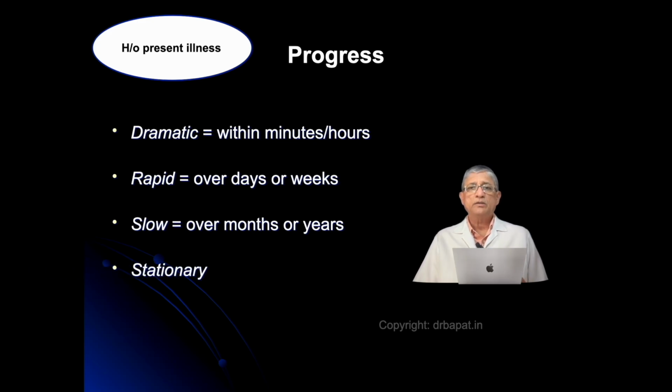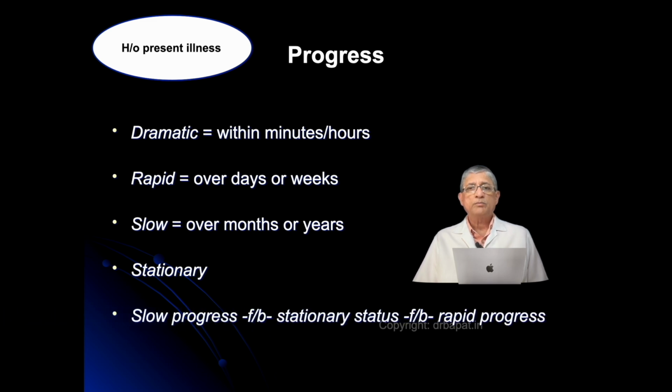Some lesions attain a stationary status after having progressed initially. For example, lipoma, neurofibroma, etc. One more example is peptic stricture of the esophagus. Sometimes a disorder may slowly progress, then remains stationary for a few years, and later may start rapidly progressing. What will you think of if this happens? Think of malignant transformation of a benign lesion.